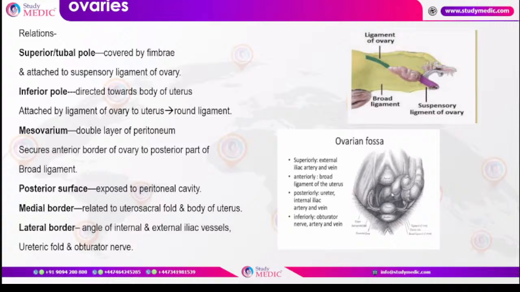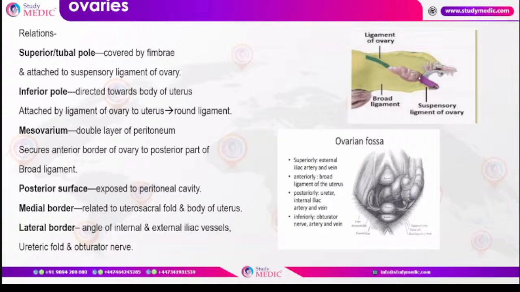Now, next, coming to the ovary. For the ovary, you have to remember its relations. If you remember this picture, I think it gives a very good idea about the relations of the ovary. The superior or tubal pole is covered by the fimbriae, and it is attached to the suspensory ligament of the ovary.